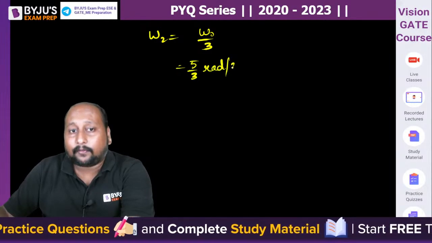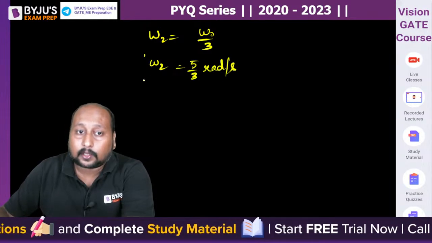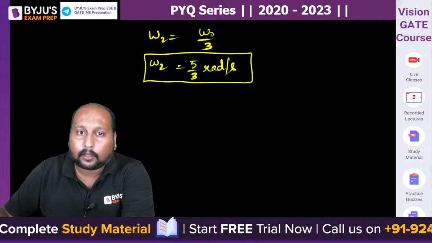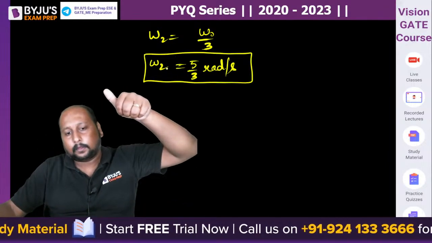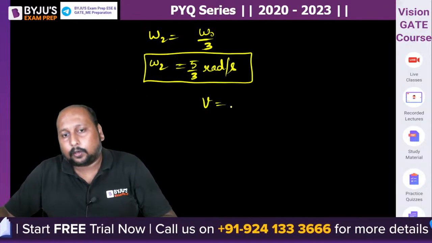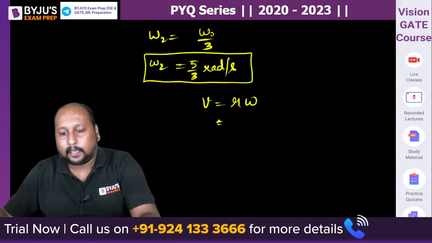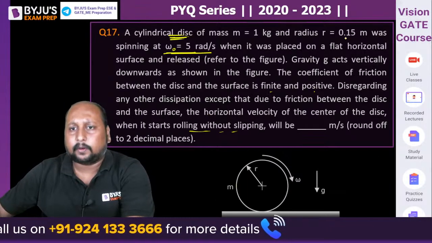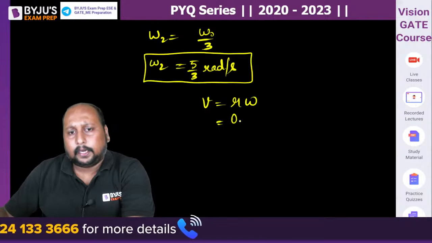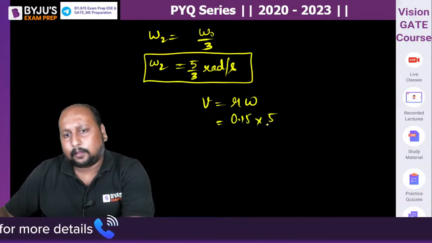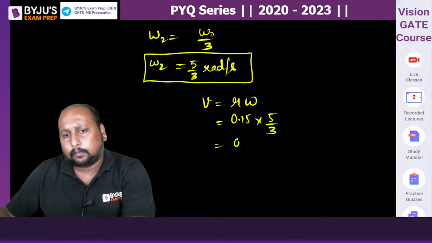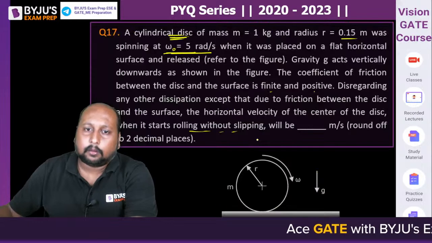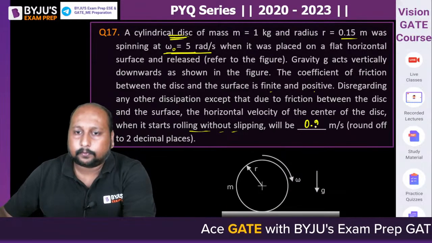So now I have calculated the value of the angular velocity जहां से आपका rolling without slip start हो गया. Okay, fine. So V is equal to now R into omega. What is the radius? That is equal to, I think, 0.15. 0.15 into omega, which is 5 by 3. So this is equal to 0.25 meter per second. Okay, 0.25 meter per second.